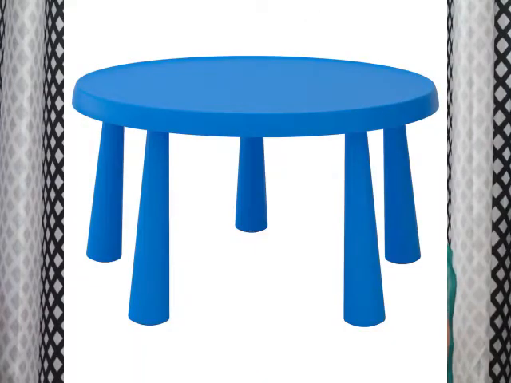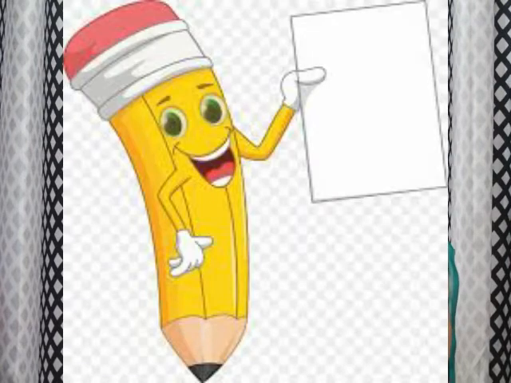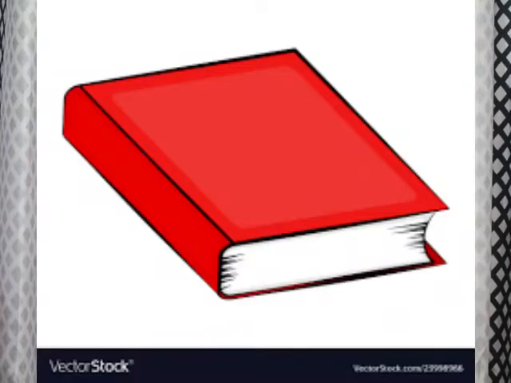Fine. Before starting our class, I would like to ask you a few questions. Children, can you name few things that are around you? Yes, things like chair, table, pen, pencil, book, mobile, and many more. Yes, very good. So, these are the things around you.